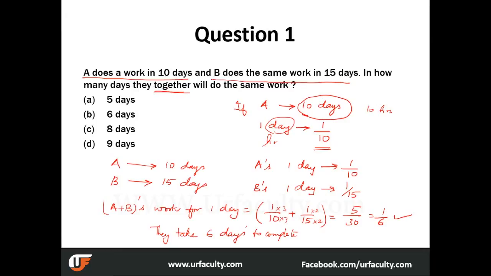Because they complete 1/6 of the work in a day, it will take 6 days to complete their work, right? So 1 by 6 into 6 is equal to 1, which is the completed work. Total, it's basically 100%, right? So they take 6 days to complete their work. I hope you understood this.